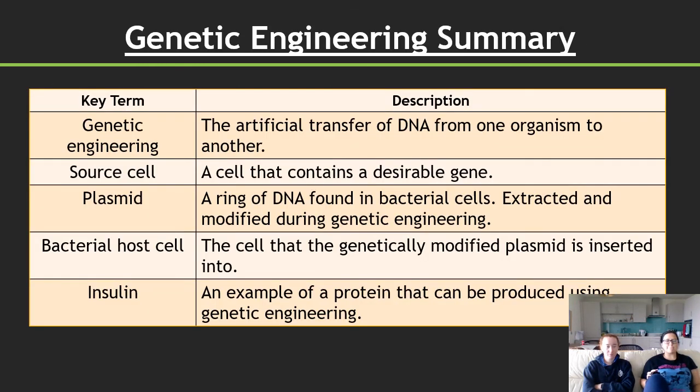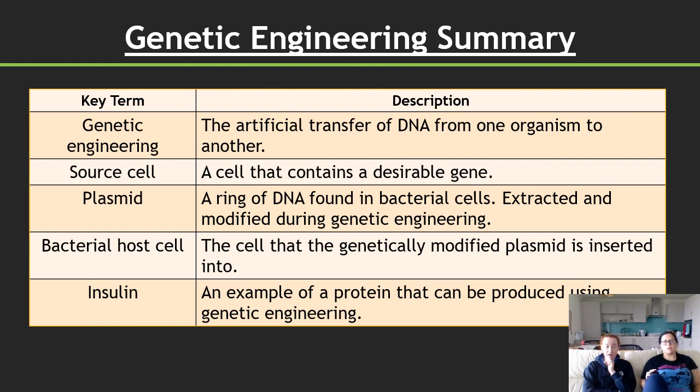Okay, so just to summarise genetic engineering again. Genetic engineering is the artificial transfer of DNA from one organism into another. The source cell is the cell that contains a desirable gene from a human, from a thing that's got a desirable characteristic. The plasmid is that little ring of DNA that's found in a bacterial cell. These are extracted and then they are modified during genetic engineering. The bacterial host cell is the cell that the genetically modified plasmid, the newly changed one, is put into.